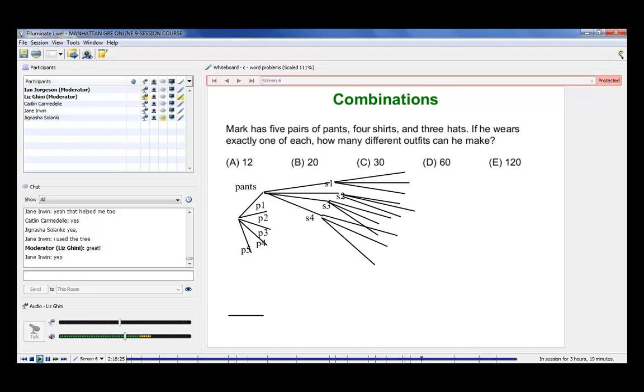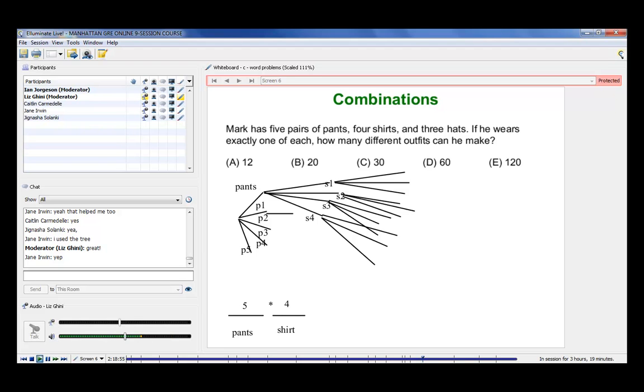You think about it: pants. I pick a pair of pants, and there are 5 of them. How many branches? Then I pick a shirt, and there are 4 of them. So how many combinations of pants and shirts could I make? Just drawing this in, for each of these 5 pant branches, I have 4 shirt branches. So that's 4 times 5, that's 20.